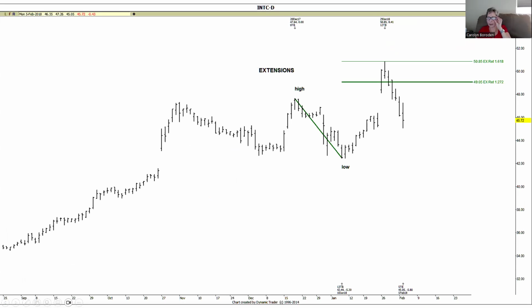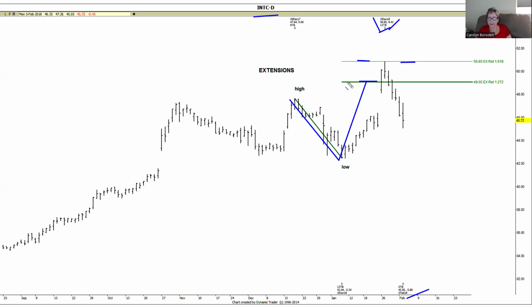Okay, another example of a price extension is in the stock Intel. This is a daily chart. Here's where I measured a prior high to low swing, ran the extensions. Now the 1272 was hit and cleared, but the 1618 came in at 50.85. And again, it's another example. I mean, they're not all going to hit exactly, but 50.85 in this case was the actual high, which was followed by a decline of $5.80.